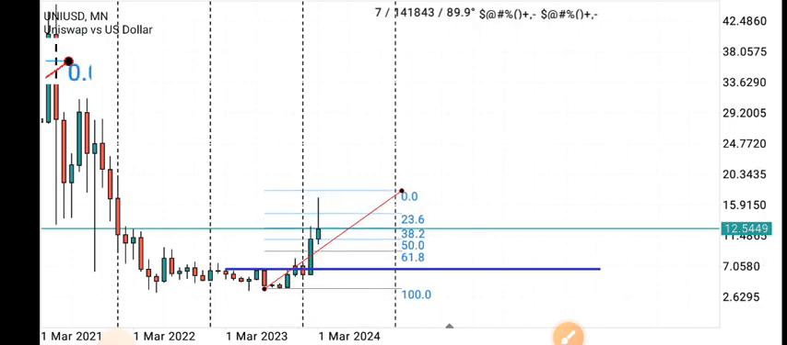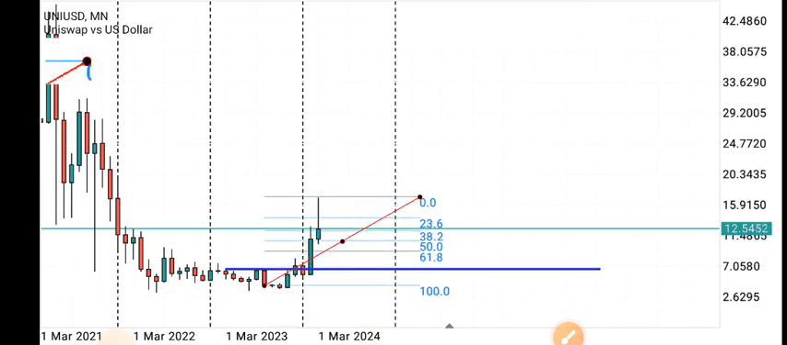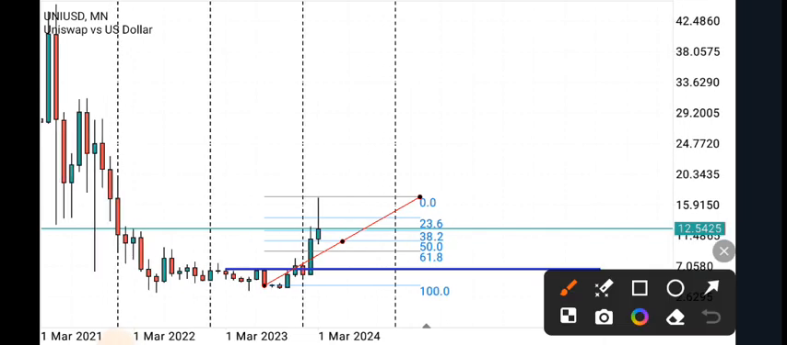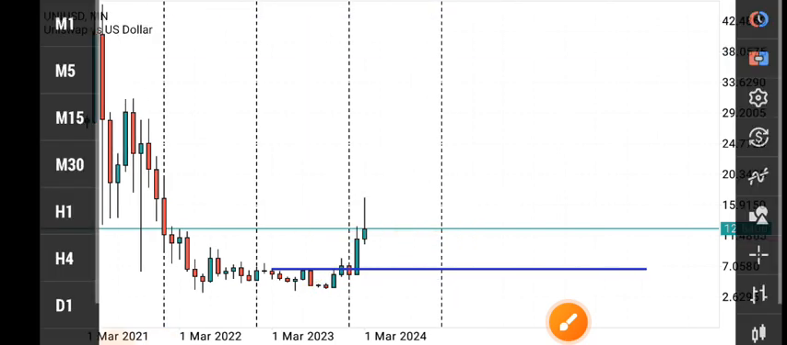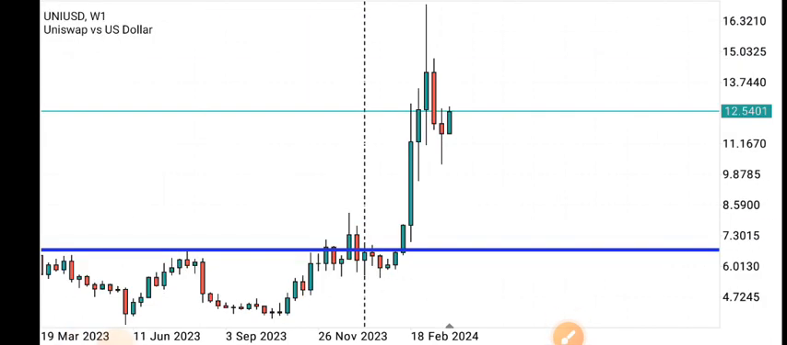And just to utilize Fibonacci, just to see if any key numbers align with the neckline. And we can see that the neckline, which is over here of this double bottom, doesn't really align with any key numbers, so we can just disregard Fibonacci. And then from here I'm just going to head down to the weekly chart.